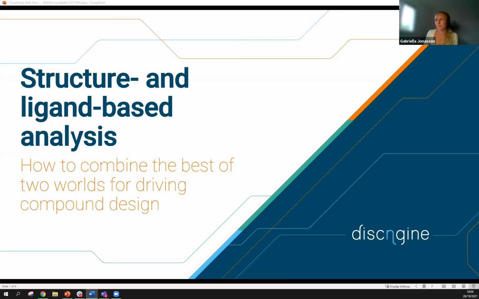So as this slide states, the topic of today's event is structure and ligand-based analysis and how to combine the best of two worlds for driving compound design. So this is what I had in mind for the session.